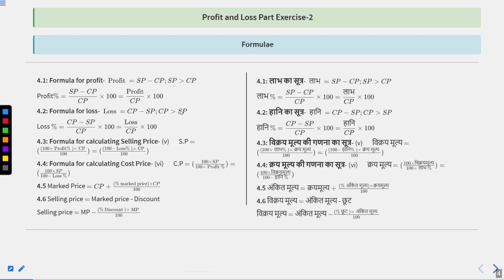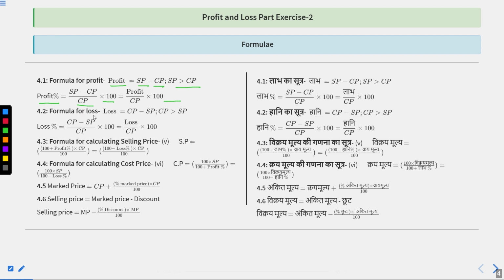Now first we see some formulas. Formula for profit: SP minus CP. When profit happens, it means selling price will always be greater than cost price. So what is the profit percent? SP minus CP upon CP multiplied by 100, or we can say profit upon cost price multiplied by 100. Profit and loss are always calculated on cost price.